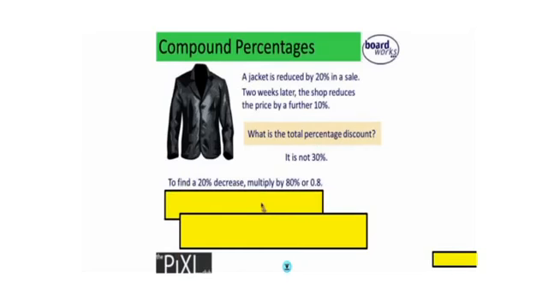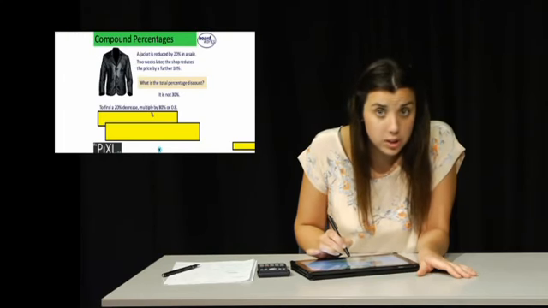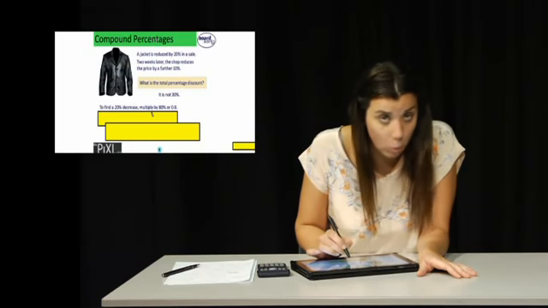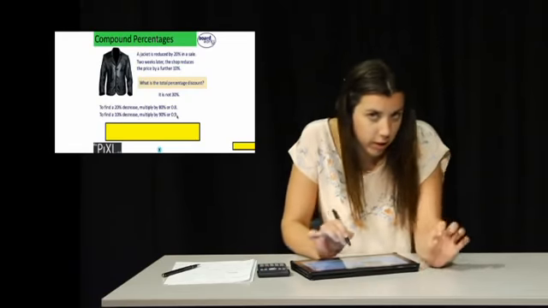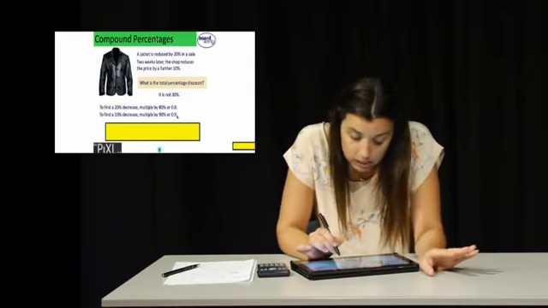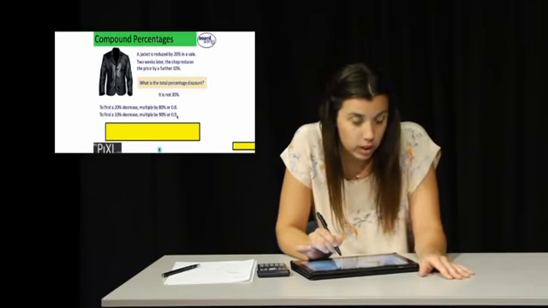First off, if we want to decrease by 20%, remember what we just did. 100%, take away our 20% leaves us with 80%. So our multiplier is 0.8. Our second percentage decrease is 10%. 100%, take away 10%, leaves us with 90%. A reduction of 10% is equivalent to a multiplier of 0.9. So our first multiplier is 0.8, our second multiplier is 0.9.